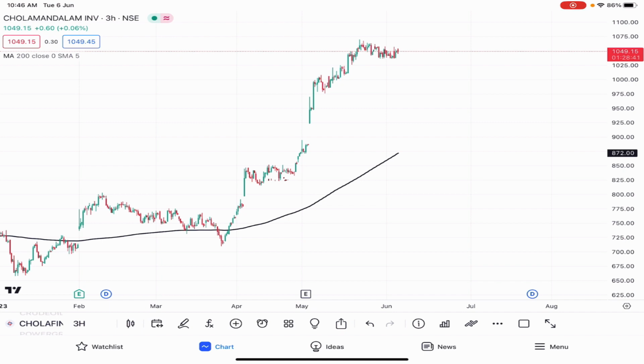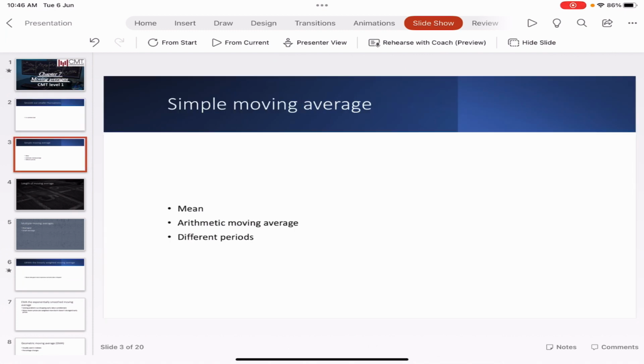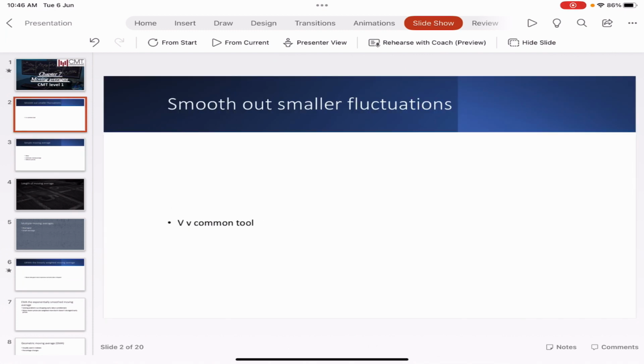A moving average is basically a line like this which is plotted on your graph. Before that, let's just continue the PPT and I'll explain. Okay, so what is the purpose of a moving average in the first place? Moving averages smooth out the smaller fluctuations. If you look at only the candlestick chart, you can see that many fluctuations are visible in your price chart. But when you use a moving average, most of these tiny fluctuations are smoothed out. So it gives you a clearer, better picture before you trade, right?